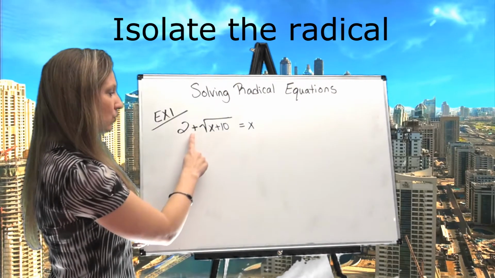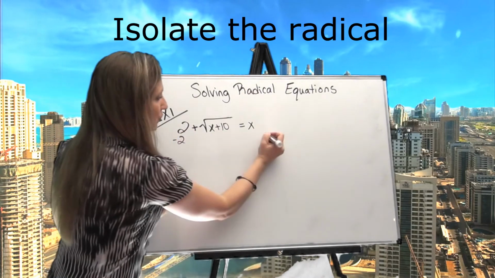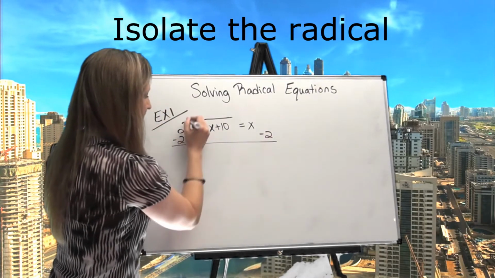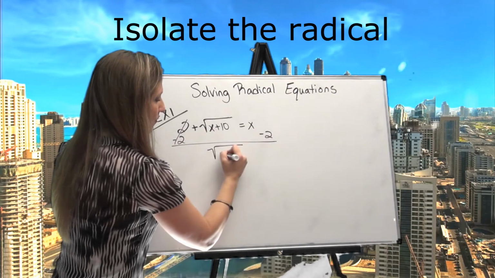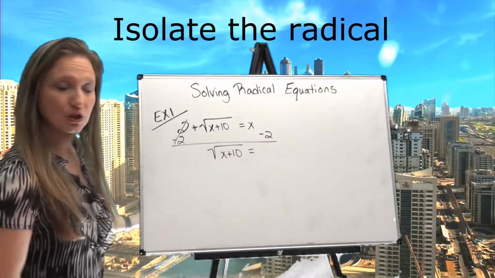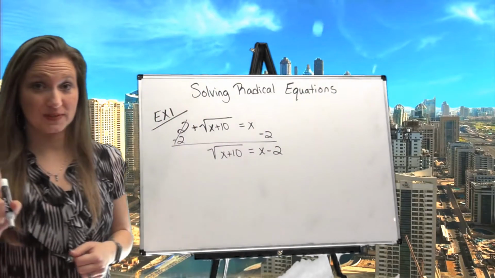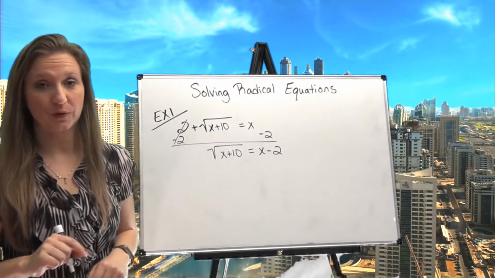So I notice I need to get rid of this 2 first. Since it's a positive 2, I'm going to subtract 2 from the other side. Now I have my radical isolated. I cannot combine these, they are not like terms, so I just bring it down. First step is done, isolate the radical.